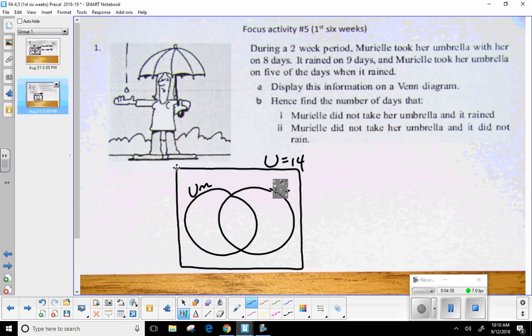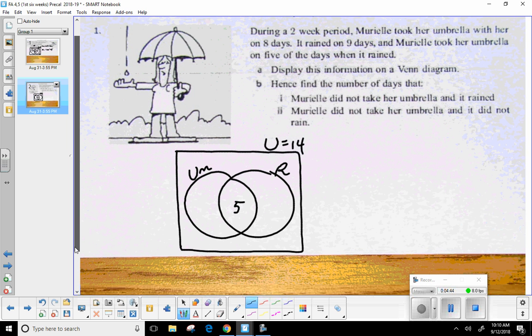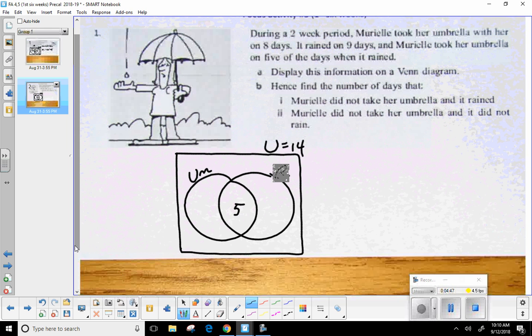Do we know how many days it both rained and she took her umbrella? That's 5. Okay, so I'm going to put 5 right here in the middle. But I know that it rained a total of 9 days. So how many days did it rain, but she did not take her umbrella? 4. Okay.